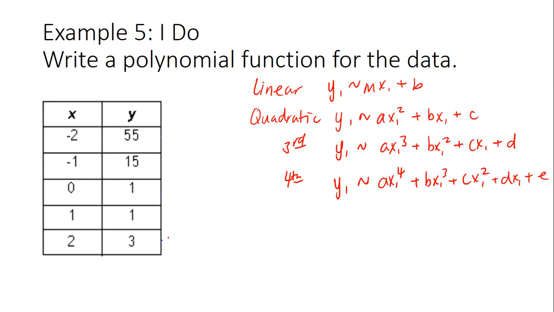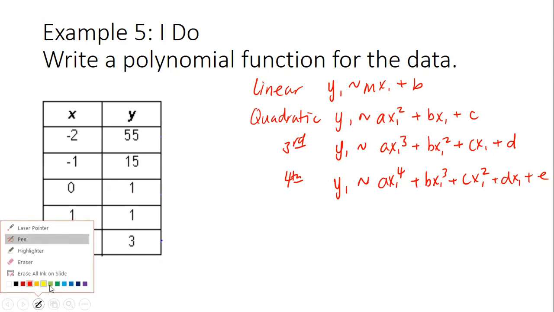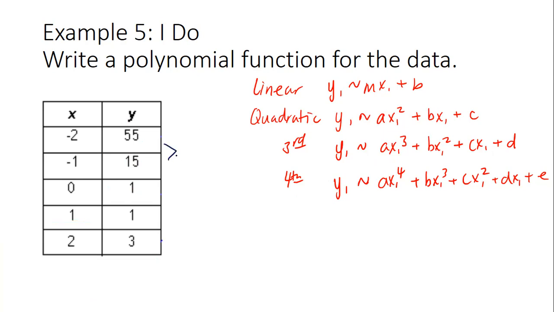So in Desmos, we're going to put this in there. We're going to have to add a table to our Desmos, and once we add our table, we type in whichever one we need. Before we do that, first we have to determine which one we are looking at. So we're going to find our differences. 55 to 15 is negative 40, right? 15 to 1 is negative 14. 1 to 1 is 0. 1 to 3 is 2.